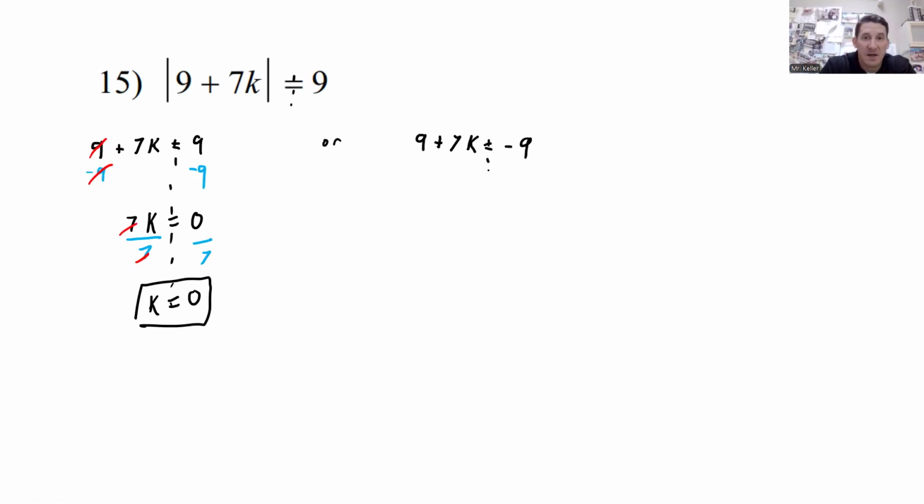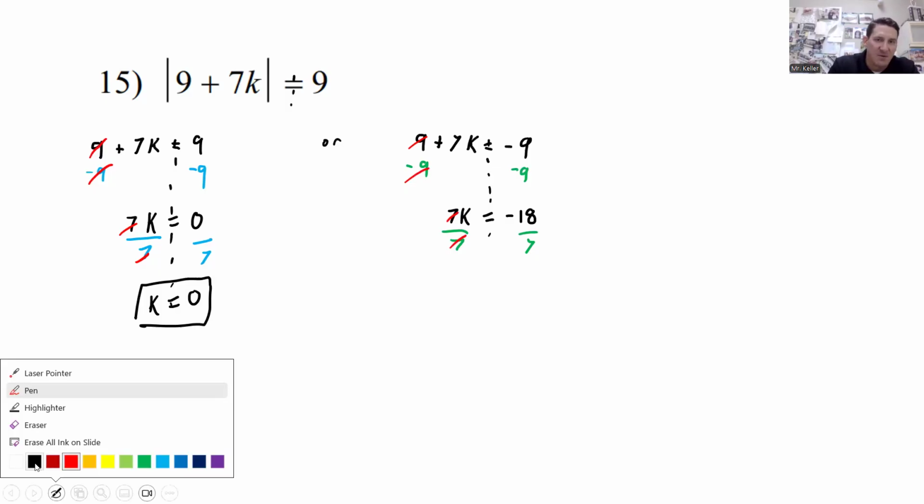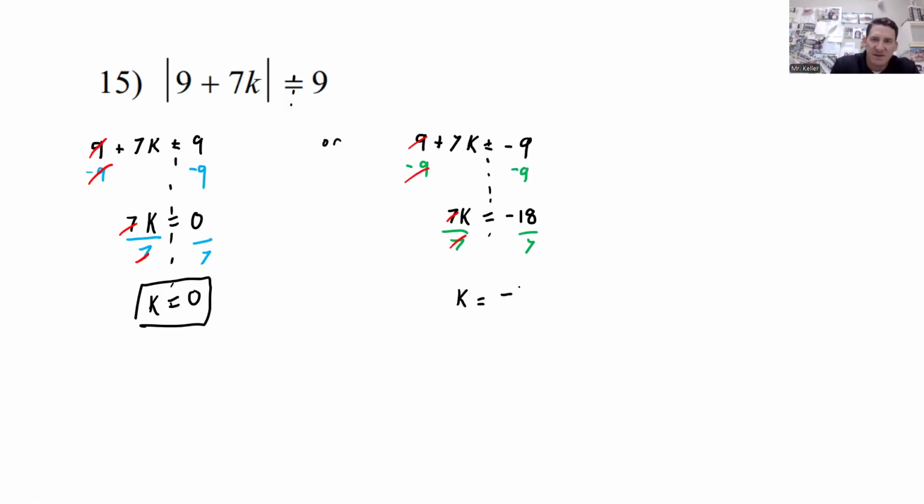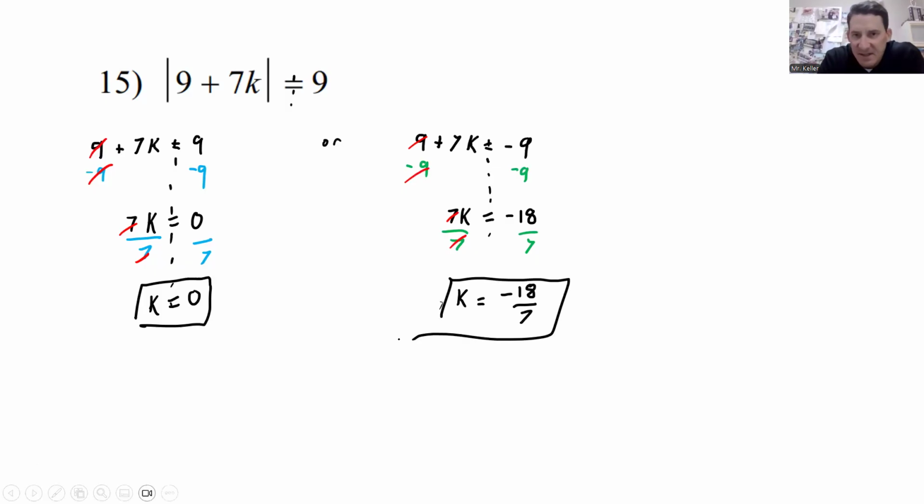Over here, it's the same two steps. I'm going to start off by subtracting 9. Positive 9 minus 9 cancels out over here. You get 7k is equal to negative 9 minus 9 is negative 18. And then I'm going to divide by 7, times 7 divided by 7 cancels out, and you get k. For this, just leave it as a fraction. If it reduces, you can reduce it, but just leave it as a fraction there. That's going to be the easiest thing. Negative 18 over 7.